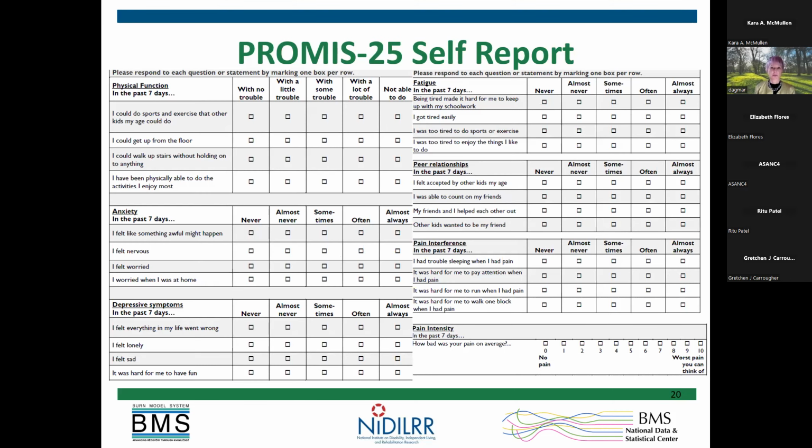So here is what the PROMIS 25 self-report form looks like. You see that the time frame is the past 7 days. For physical function, response options go from with no trouble to not able to do. For the rest of the domains, the response options are of frequency, from never to almost always.